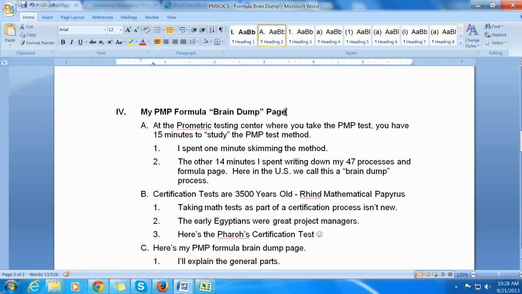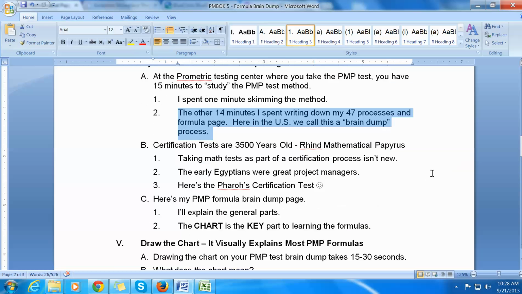So, to do this, I need to show you a brain dump page. At the Prometric Testing Center, when you take your PMP test, you have 15 minutes to study the PMP test method. I did this once. I spent 1 minute skimming the Prometric test method, and I spent the other 14 minutes writing down my 47 processes and the formula page. Here in the US, we call this a brain dump process.